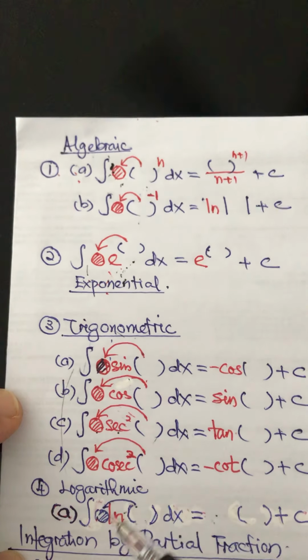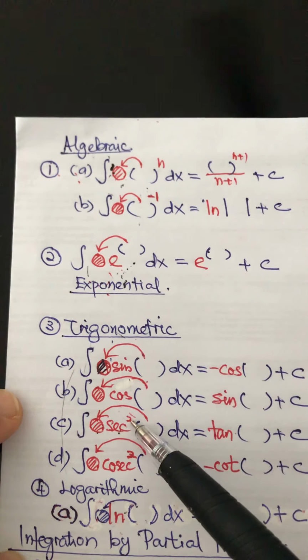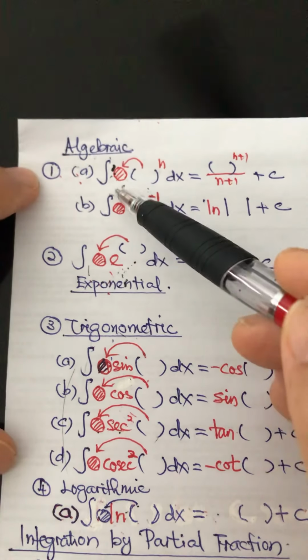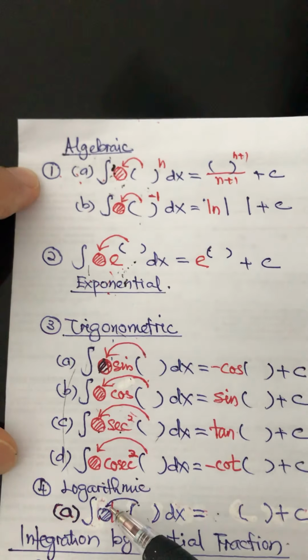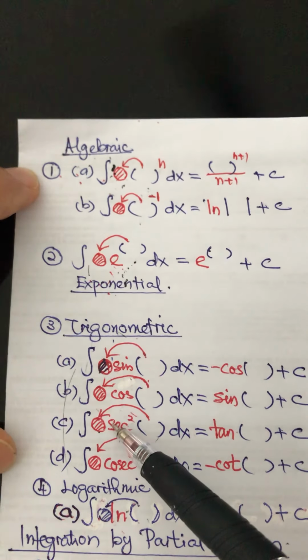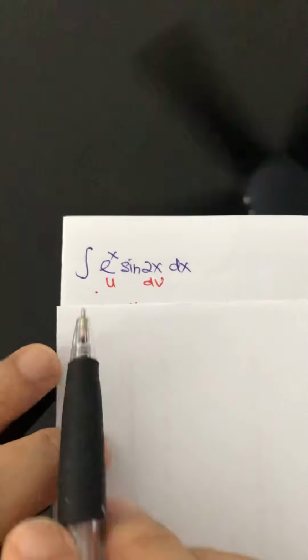You combine, I don't know how to do also. Exponential and trigonometry also cannot. Okay, so we have algebraic, exponential, algebraic, trigonometric, algebraic, logarithmics, or exponential, trigonometric. That's all. No more. Okay, now look at here.